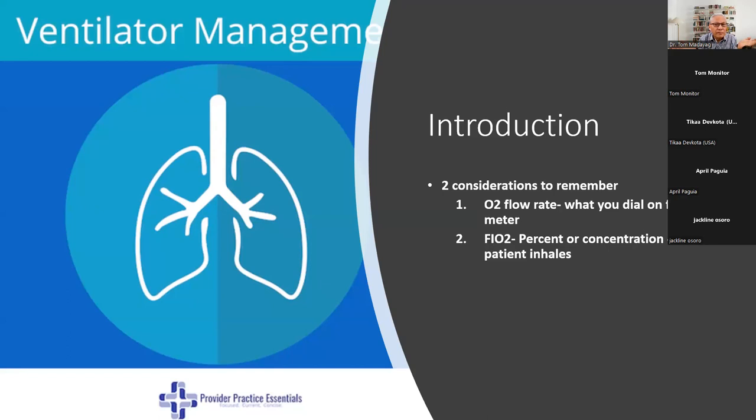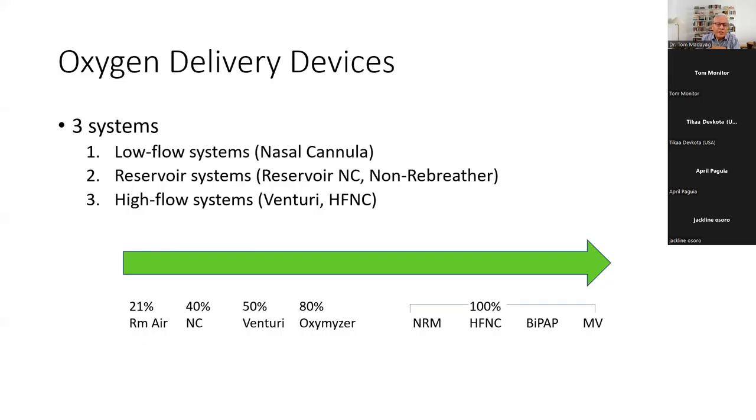So if I ask you, what is your FiO2 right now? What is the answer? What is your FiO2 right now? Correct. You are breathing 21% oxygen, or 20.88% oxygen. Correct. So whenever we are giving oxygen through a device, we are obviously increasing the FiO2 of that patient. So let's begin with delivery devices.